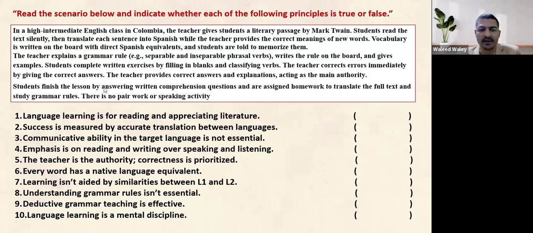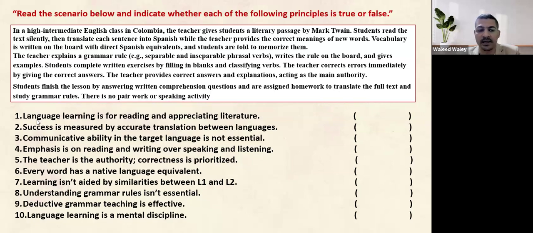The students finish the lesson by answering written comprehension questions. So the teacher gave the students a reading passage and asked them just to answer the questions, and they are assigned homework to translate the full text and study grammar rules. And there is no pair work or speaking activity. So it's a traditional classroom. So which of these principles is correct or incorrect?